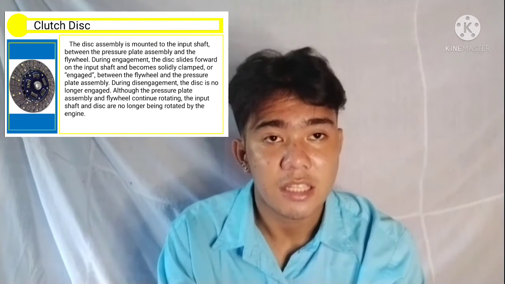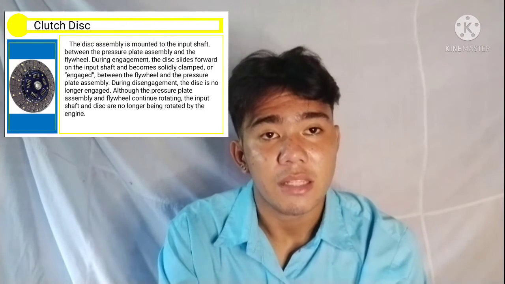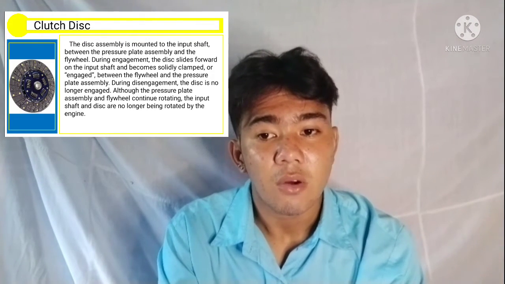This clutch disc is replaceable. Those lines or grooves on the clutch disc are composed of asbestos.